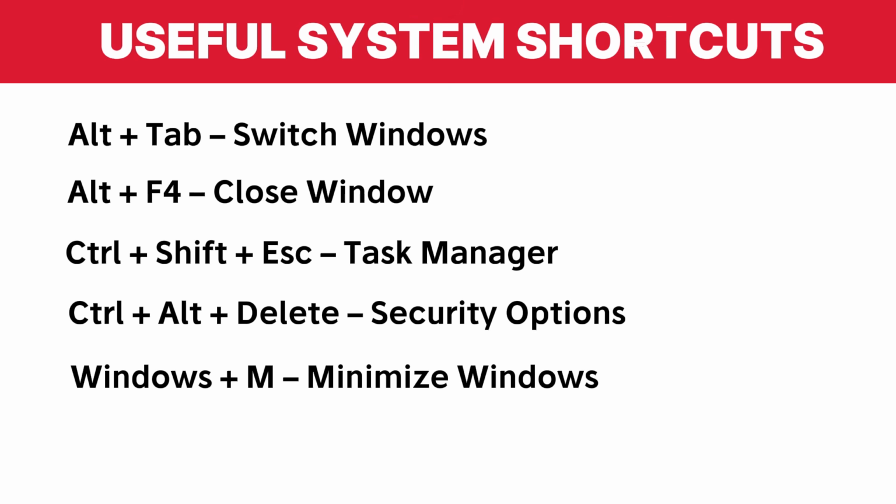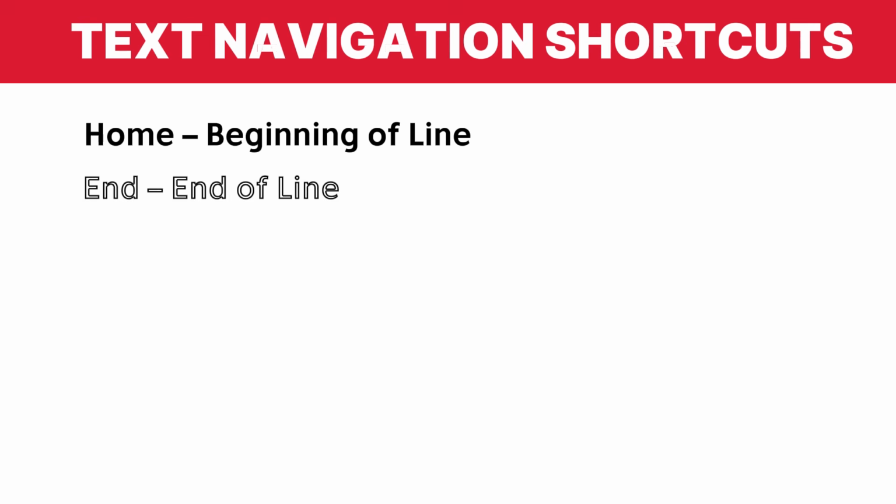Windows plus M. Minimize windows. Press Windows key plus M to minimize all open windows. Next, navigation shortcuts. Home, beginning of line. Press the Home key to move the cursor to the beginning of a line in many text editing situations. End, end of line. Press the End key to move the cursor to the end of a line.